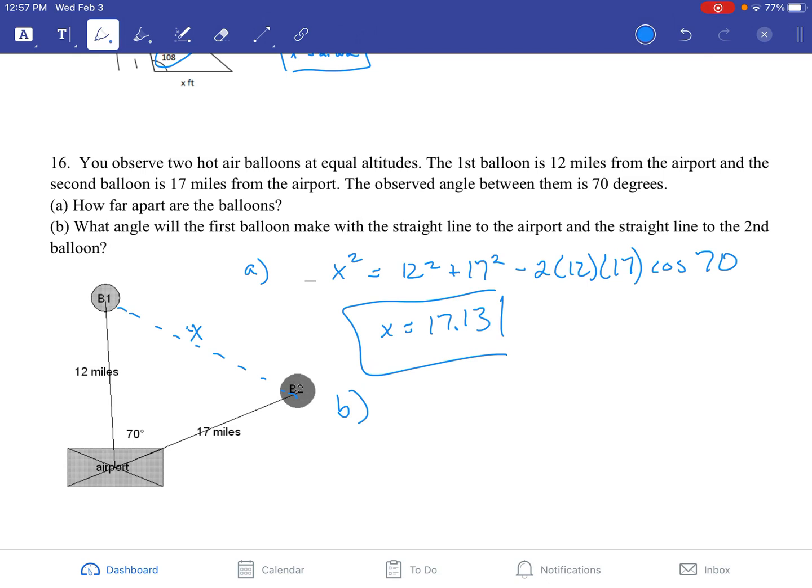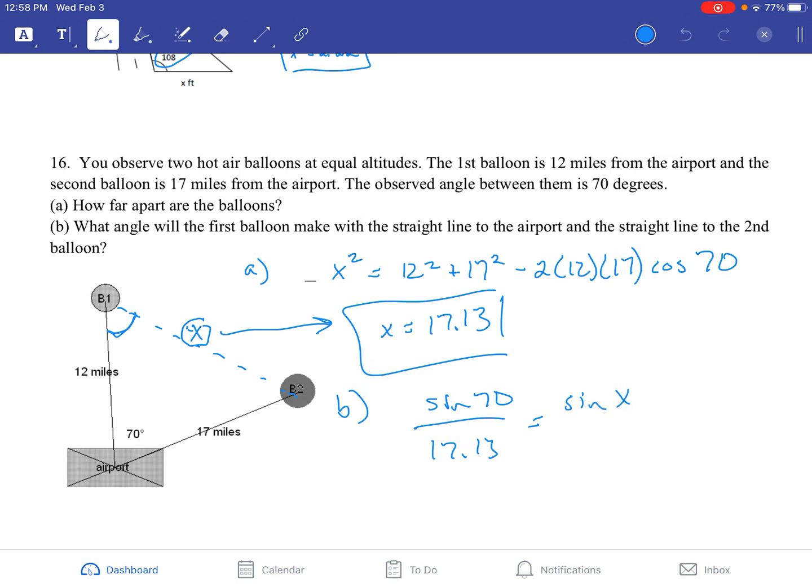What angle will the first balloon make with a straight line to the airport and the straight line to the second balloon? So we want to know, what is the angle here? Now that we know what x is, which is this number that we just found, we can use the law of sines to find this. We're going to have the sine of 70 over the brand new number we just found, 17.13. It's going to equal the sine of x, because we don't know that.